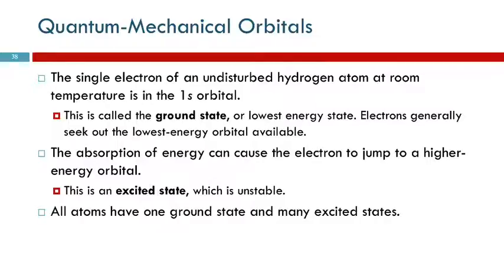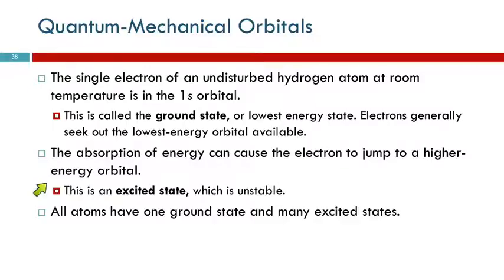So the single electron of an undisturbed hydrogen atom, there are days when I'd like to be an undisturbed hydrogen atom. It's not being zapped by electricity or stressed out by its children or anything. It's just sitting there. The electron is going to be in its lowest energy state, that 1s orbital. That's called the ground state. The electrons are generally going to seek out the lowest energy, just like if you put water onto a bumpy surface, it's going to go into the lowest depressions.